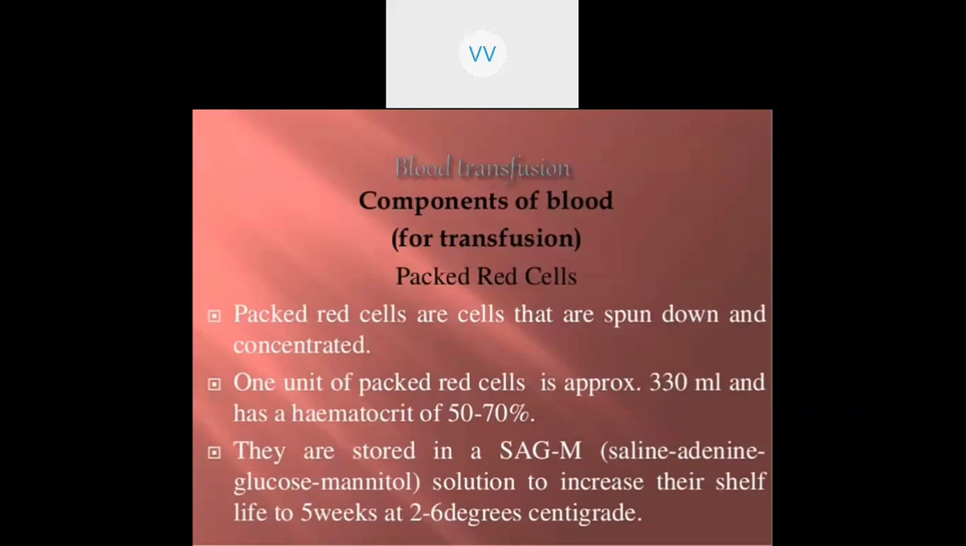Packed red blood cells are cells that are spun down and concentrated. One unit of PRBC is approximately 330 ml and has a hematocrit of 50 to 70%. Hematocrit means it is preventing the clotting of the blood, acting as an anticoagulant. It prevents the clotting of the blood. That is one of the components.